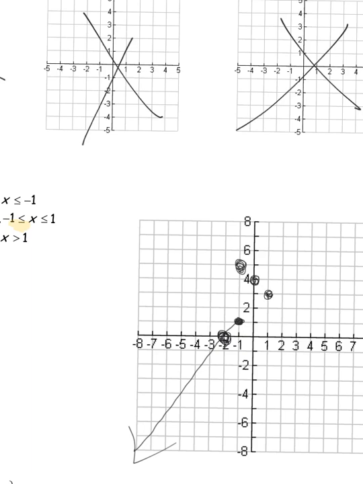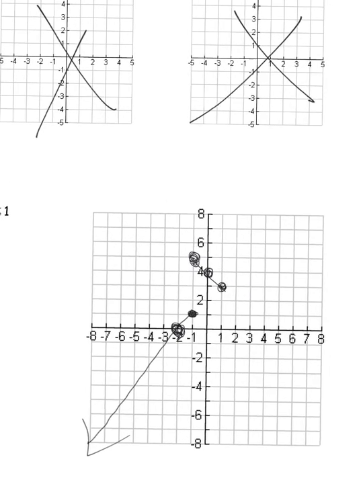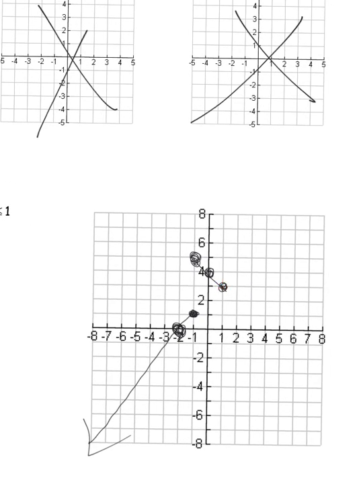I know that because rise over run is negative 1, and we have a y-intercept of 4. So if I start here and I go down 1 over 1, we would get to here. Note, I could have also gotten that from plugging 1 into x here. Negative 1 plus 4 gives us 3. So that's that part of the graph. And note, this is an equal sign, so I do have a closed circle right here.